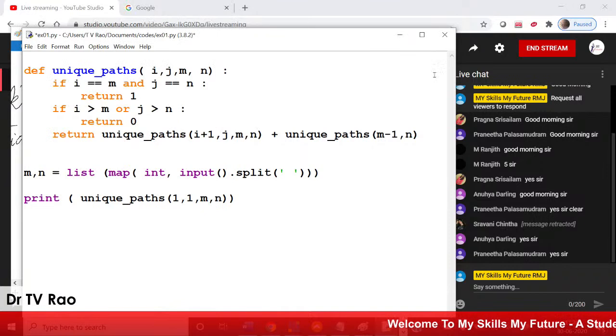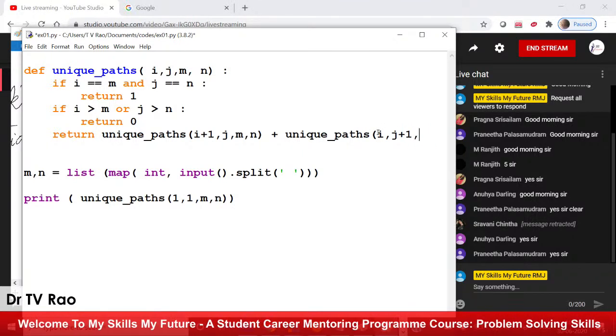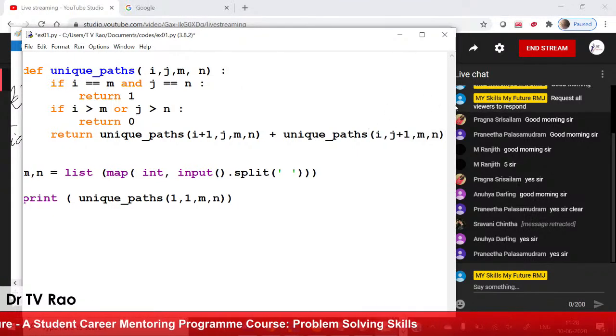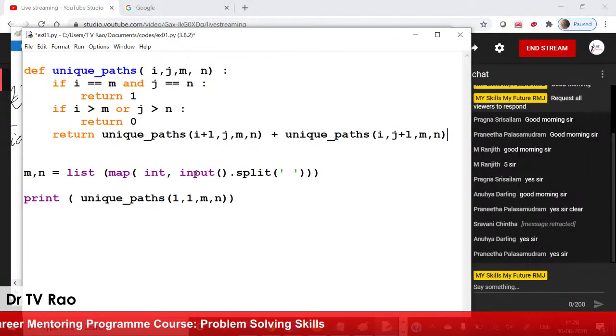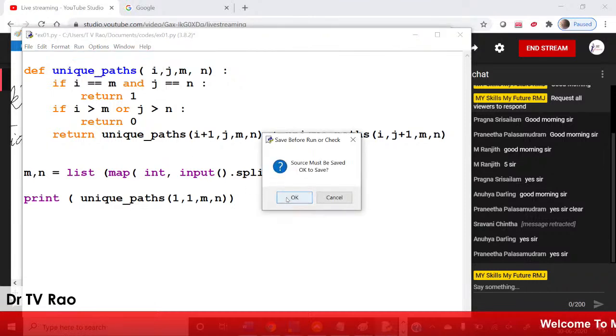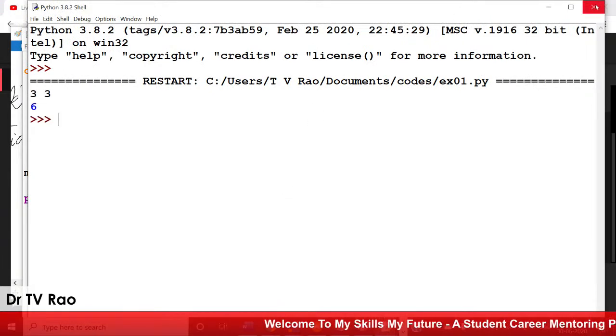And this is going down. Now go right in the same row. Okay. Now this is m and this is n. Fine. This is top to bottom. Let us check it works or not. So 3 rows and 3 columns. Okay. Is this clear?